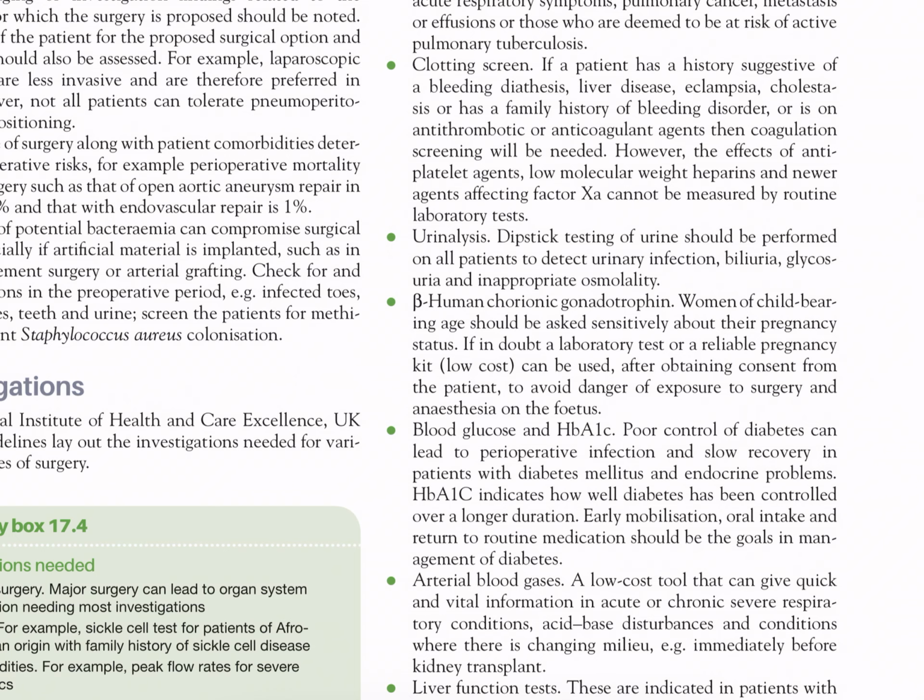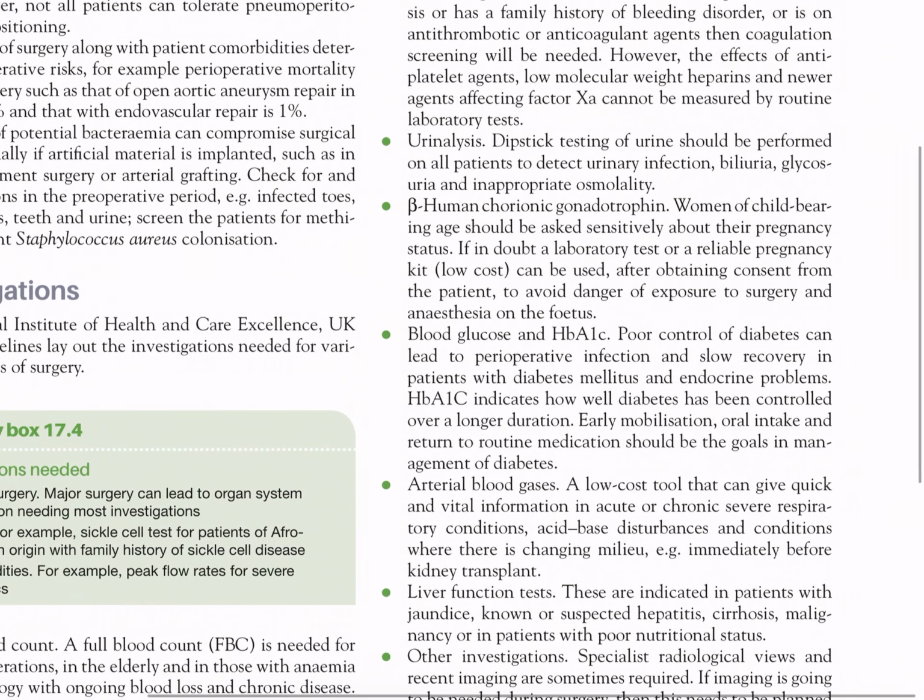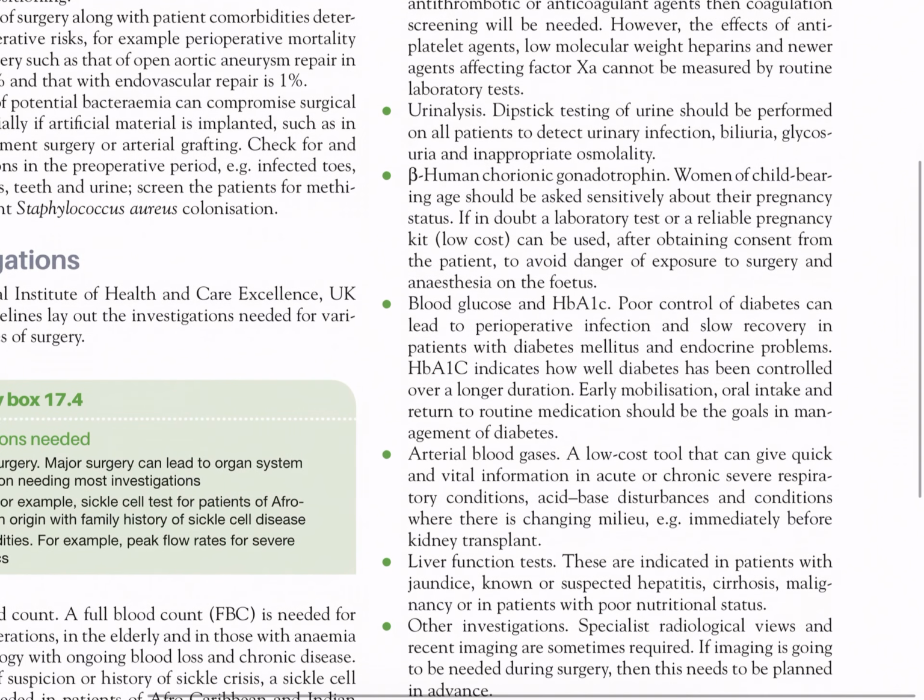Blood glucose and HbA1c. Poor control of diabetes can lead to perioperative infection and slow recovery in patients with diabetes mellitus and endocrine problems. HbA1c indicates how well diabetes has been controlled over a longer duration. Early mobilization, oral intake, and return to routine medication should be the goals in management of diabetes.